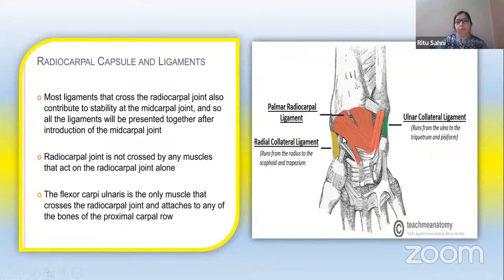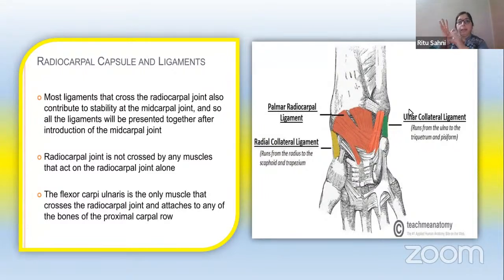And this is the radiocarpal capsule and ligaments. There are also the ulnar collateral ligaments, which run from the ulna to the triquetrum and the pisiform. This is the palmar radiocarpal ligament, which is attached from the radius to the carpal row. On the radial side it is the radial collateral ligament, which runs from the radius to the scaphoid and trapezium, and on the ulnar side the ulnar collateral ligament runs from the ulna to the triquetrum and the pisiform, because they are just making boundaries, like these ligaments are making a boundary-like structure. So they are holding the stability of the hand. And the palmar radiocarpal ligament, from the radius to the carpal bones, also provides stability.